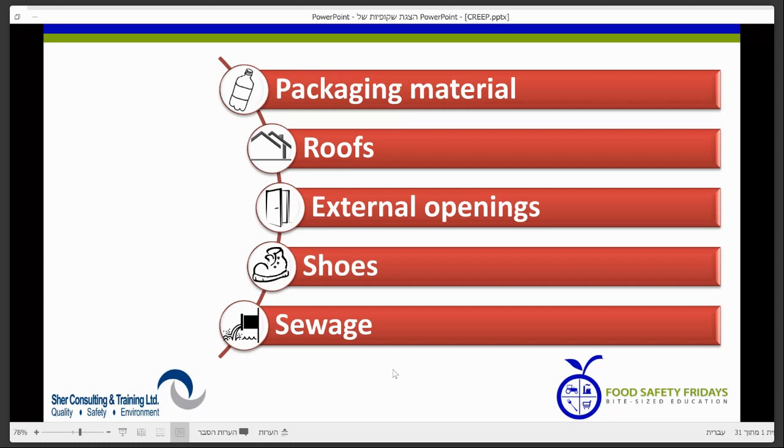Of course, there are more, but we find that over the years most environmental contamination that's entering the plant, surprising us, comes from these 5 sources.